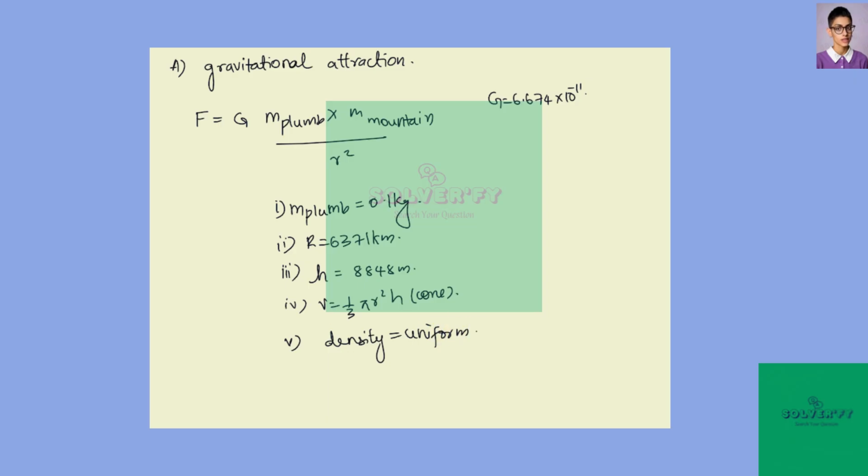First, we need to calculate the volume and mass of the Mount Everest. That is, volume is equal to 1 by 3 pi into 4200 squared into 8848, which is equal to 5.96 into 10 raised to 11 meter cube. Now to estimate the mass, we need to multiply the volume by the assumed density. That is, M of mountain is equal to density into volume.